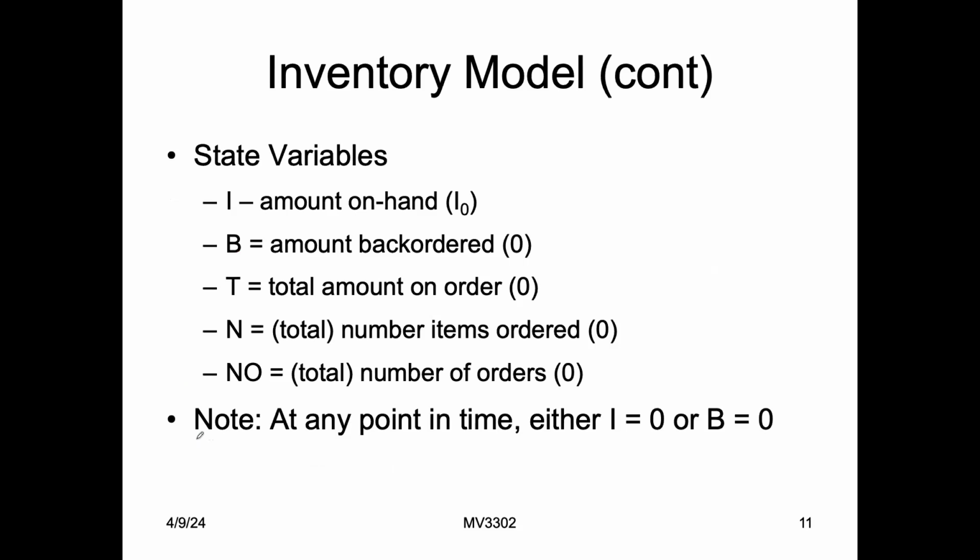Okay, so now what about state variables? Well, one obvious one is how much do we have on hand? So this is how much we have on hand, and it's initially going to be that parameter I0.